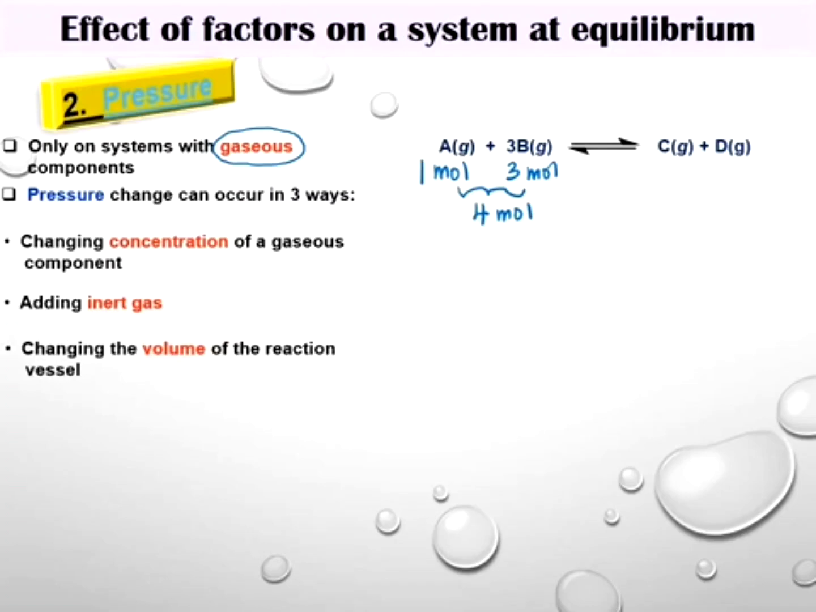While for product side, C 1 mole from the balancing equation. Okay, D we have also 1 mole. So total mole for product side is 2 mole. Okay, untuk produk kita ada 2 mole. Okay, so 2 mole here. Alright, so based on the number of mole, baru kita boleh predict whether the disturbance atau dia punya gangguan tu, kita akan tengok shift, equilibrium position will shift ke mana, either left or right.